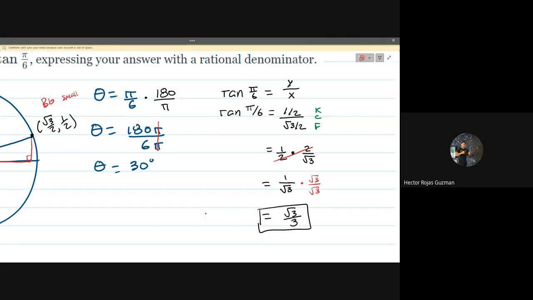Tangent is usually the tricky one to calculate because you actually have to do some work. You got to take the y coordinate and divide it by the x coordinate. But cosine and sine are pretty easy because you can just see what they are.